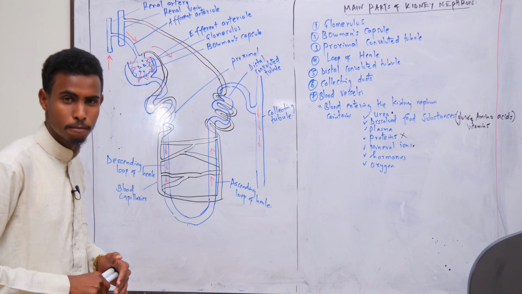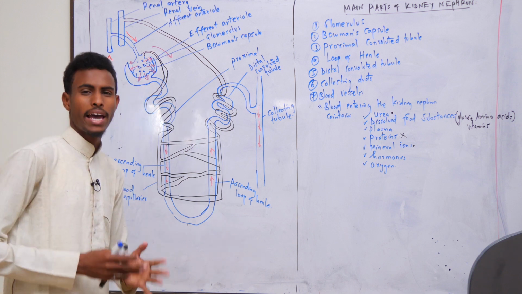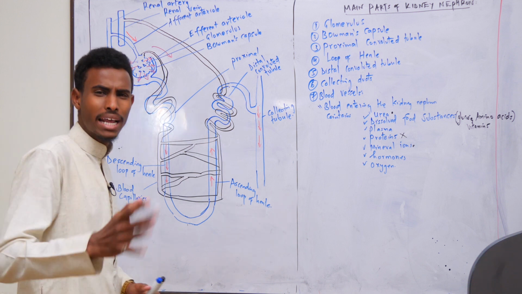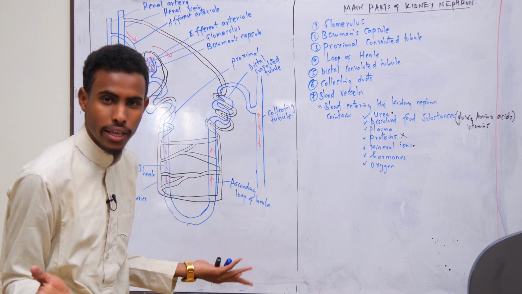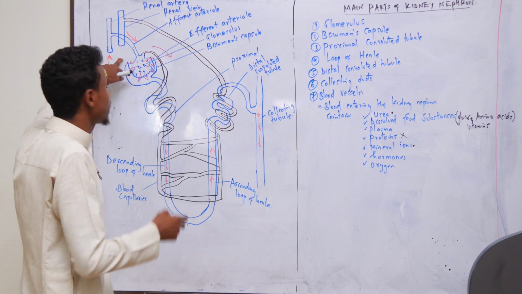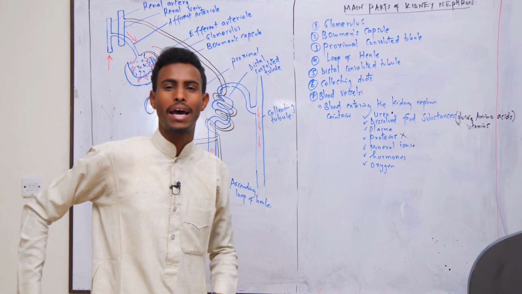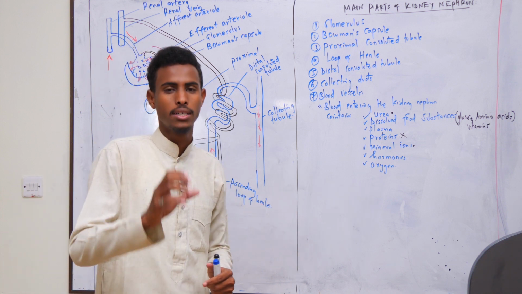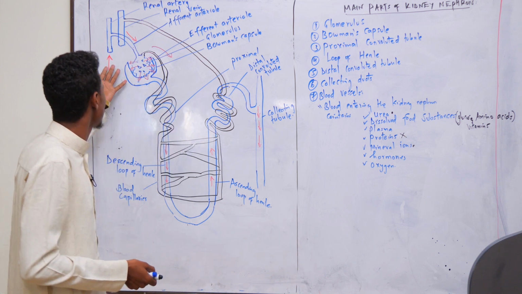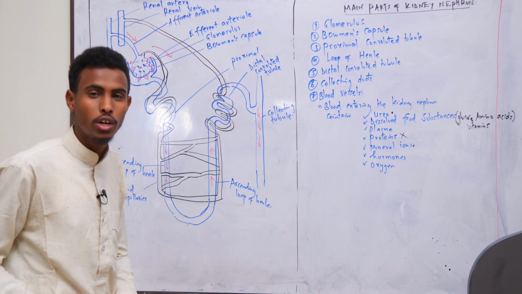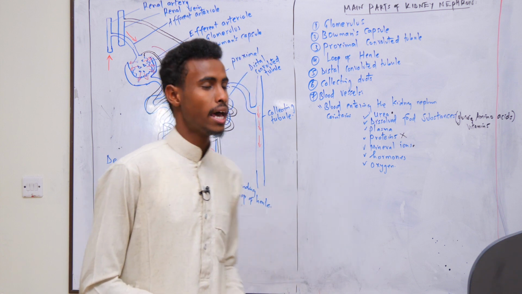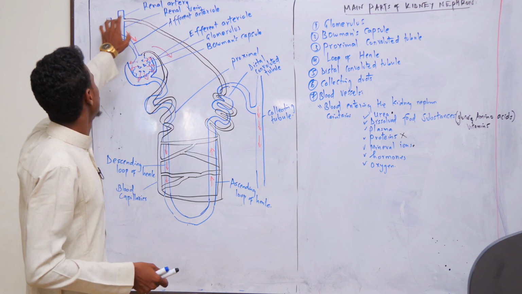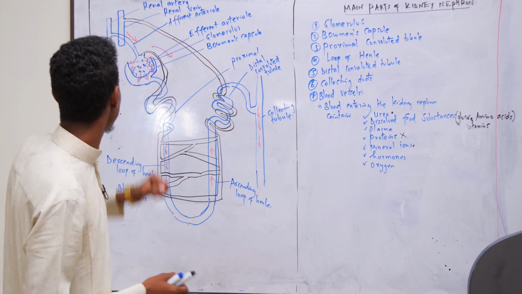The first thing is that the kidney is supplied with blood by the renal artery. The renal artery branches from the dorsal aorta. Why? We said that the kidney is located on the dorsal part of the body, in the dorsal cavity, in the lumbar region. Being located there, it has to be supplied by the dorsal artery. So the renal artery branches from the dorsal aorta.